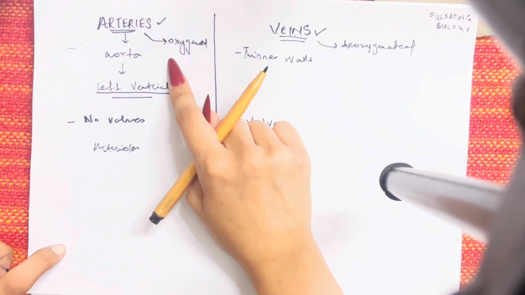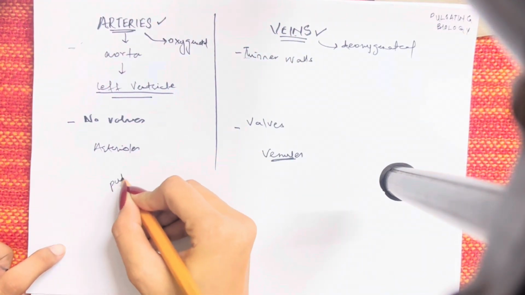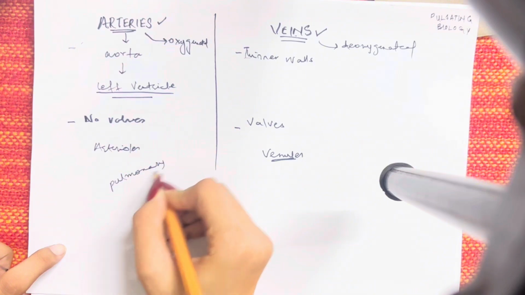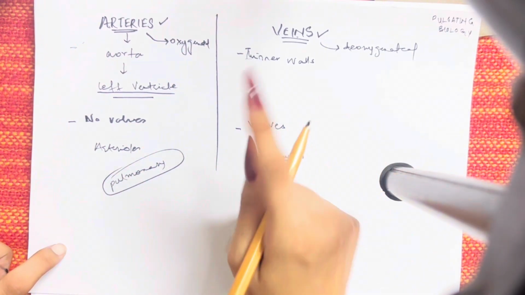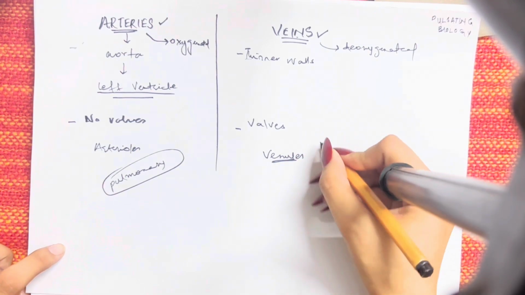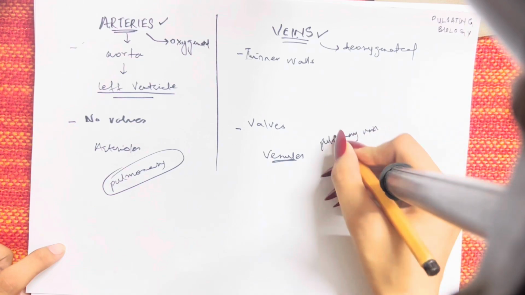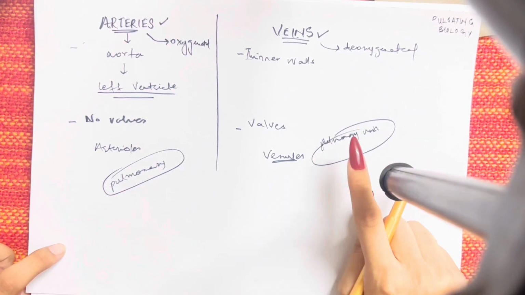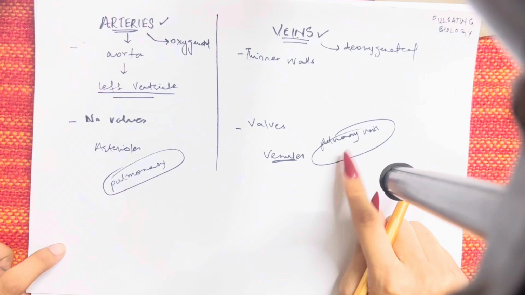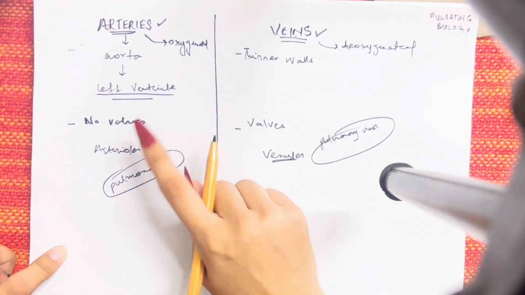Arteries carry oxygenated blood, except for the pulmonary artery. The pulmonary artery is an exception that carries deoxygenated blood. Whereas the veins carry deoxygenated blood except for the pulmonary vein. The pulmonary vein is the exception that carries the oxygenated blood from the lung to the heart. So we have understood the overall concept and the difference between arteries and veins.